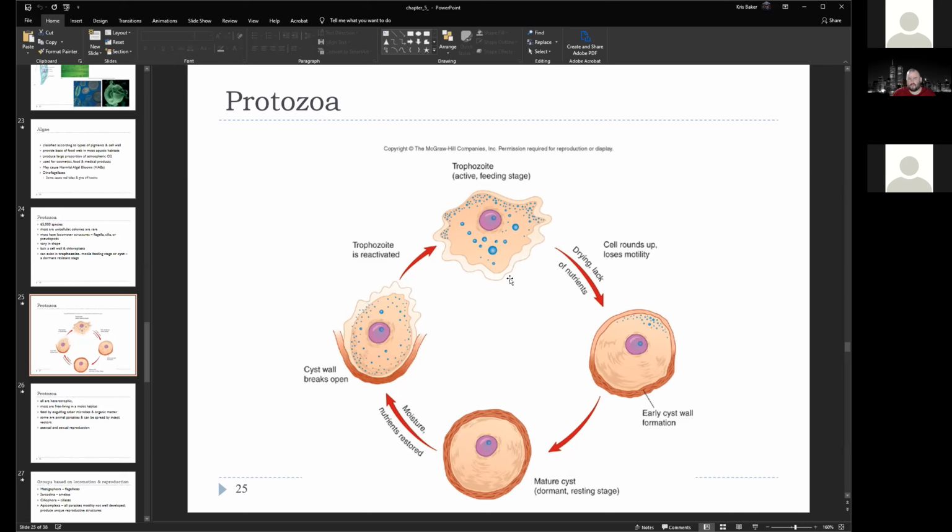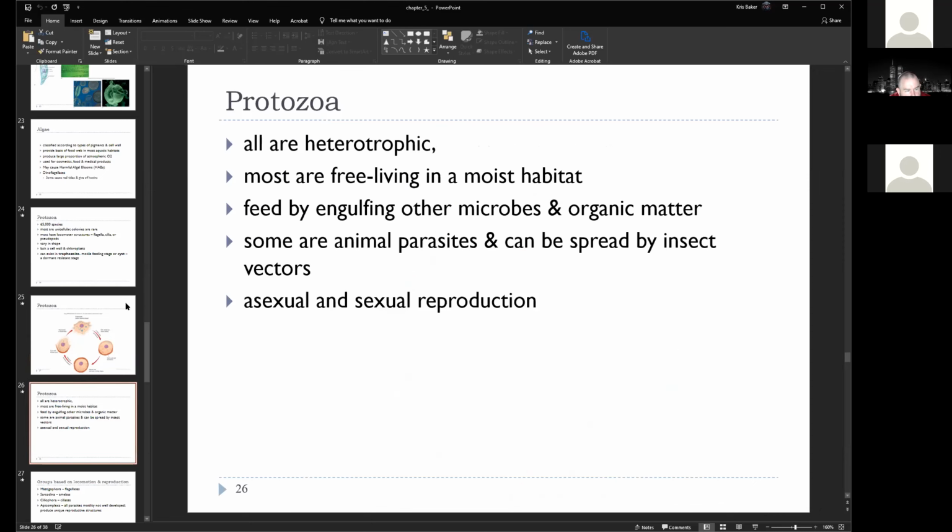But again, most of these are ecological niches. They're not actively looking to harm people, with relatively few cases, the amoeba, Giardia, and a couple others. They're all heterotrophic, so that kind of makes sense. You see a lot of these in moist habitats. They have a variety of sexual and asexual reproduction. Some are parasites, and I love when I see some can be spread by insect vectors.